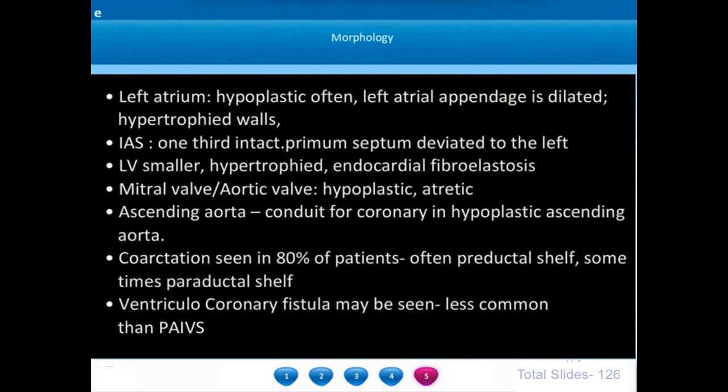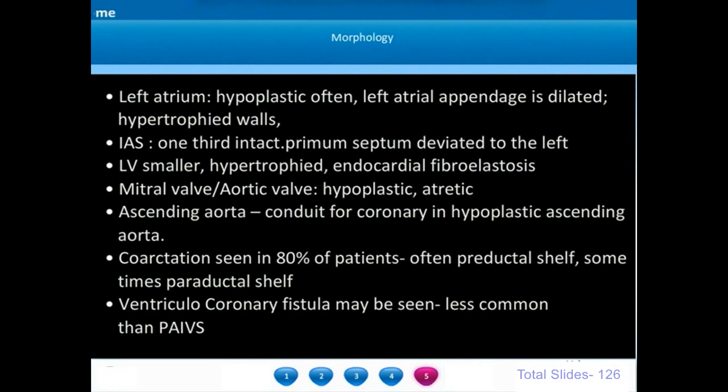When we look at the morphological specimens of hypoplastic left heart syndrome, we find that the left atrium is often hypoplastic. The left atrial appendage may sometimes be dilated with markedly hypertrophied walls. In about 1/3 of the patients, the interatrial septum may be intact or have a very small foramen ovale. The primum septum is often deviated to the left. The left ventricle is small, hypertrophied, and shows marked endocardial fibroelastosis. The mitral valve and the aortic valve may either be hypoplastic or atretic.